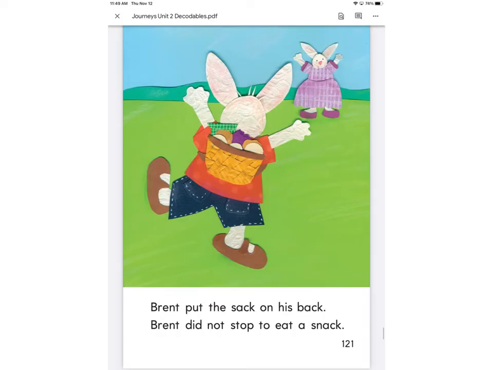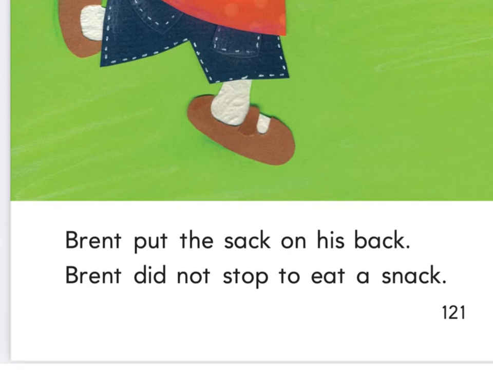He looks like he's headed home. Highlighters are ready? What do you see? The on his back is one of our sight words. Two did not stop. The on his back did not stop. Two and. No, that's not one of our sight words.